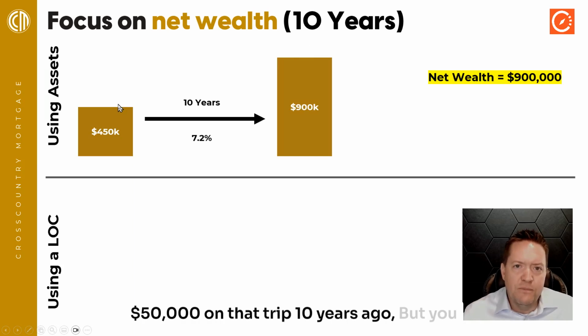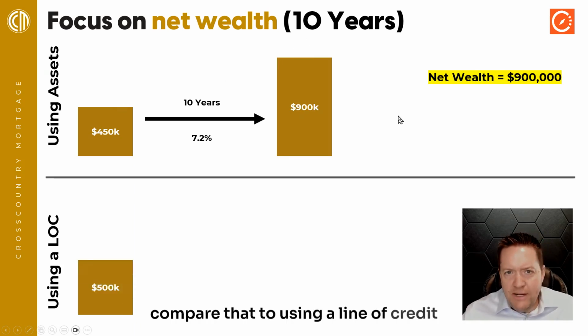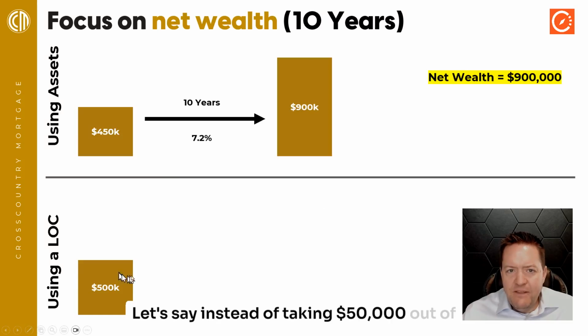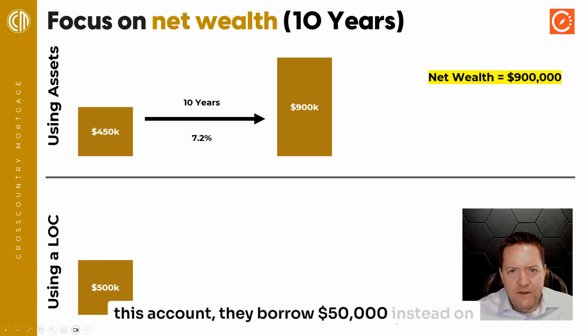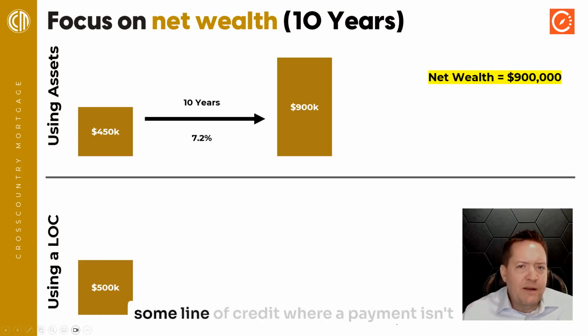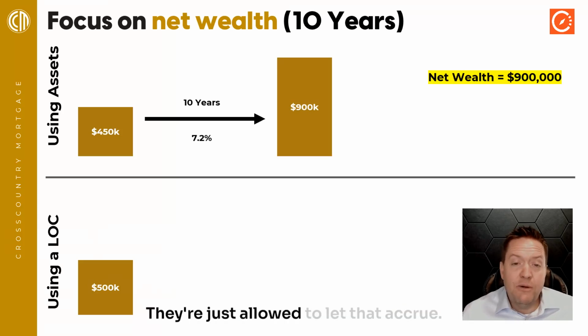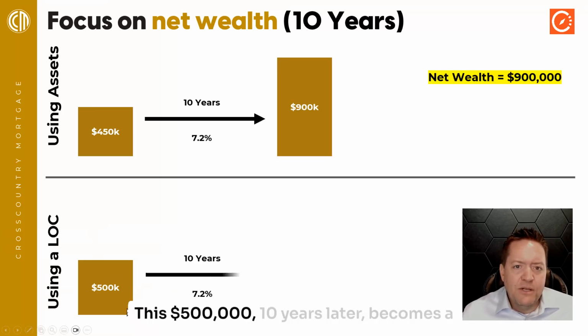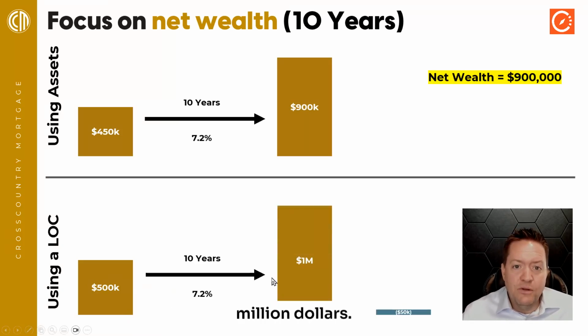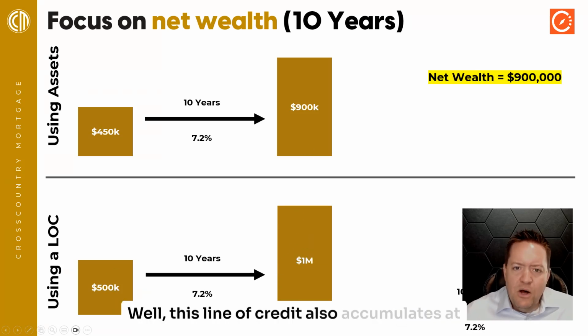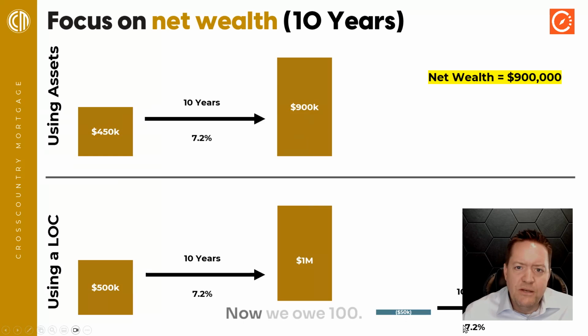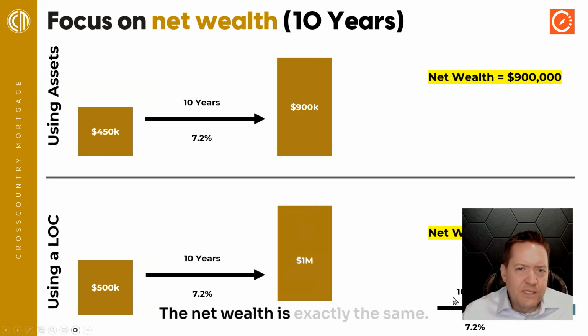But you compare that to using a line of credit instead. Let's say instead of taking $50,000 out of this account, they borrow $50,000 on some line of credit where a payment isn't required. They're just allowed to let that accrue. This $500,000 10 years later becomes $1 million. There's that $100,000 difference because we didn't use that account. Well, if this line of credit also accumulates at 7.2%, now we owe $100,000. The net wealth is exactly the same.